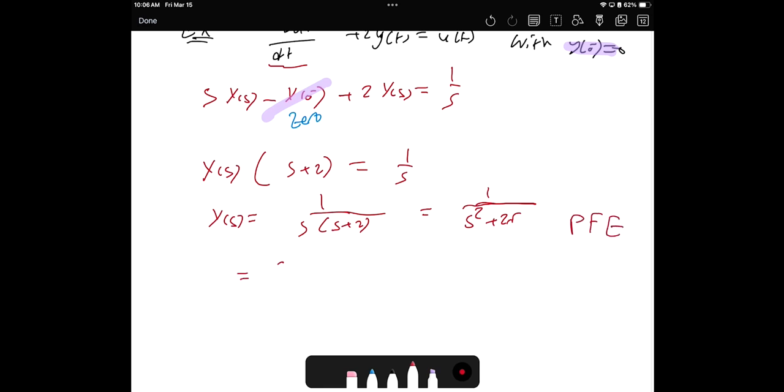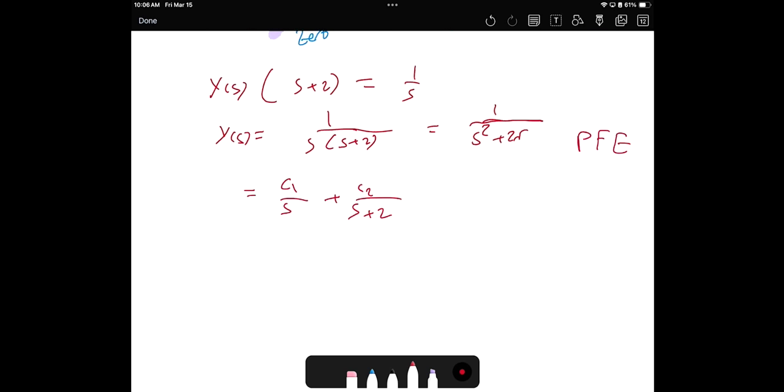So it will be c1 over s plus c2 over s plus 2. Okay? We know how to do this. We already discussed this a lot. Now, how can we do the partial fractions to find the c's? c1 is actually s times y of s, when s goes to 0. s times y of s will make 1 over s plus 2. When s goes to 0, this will make it 1 half.